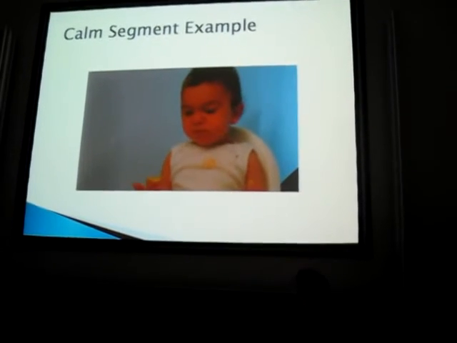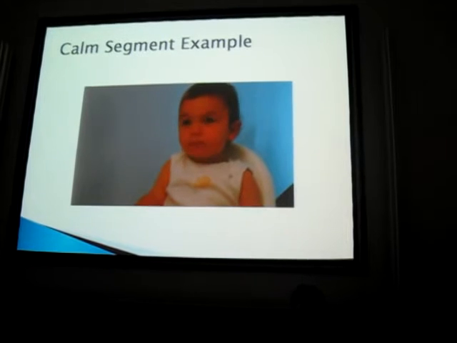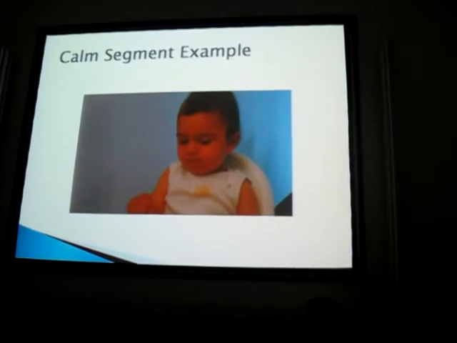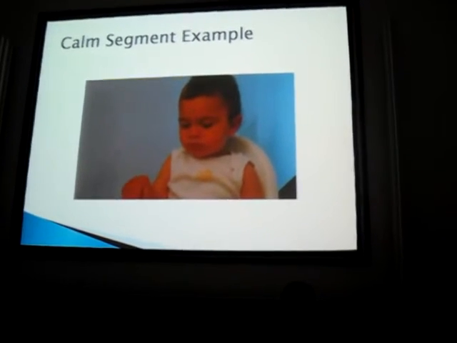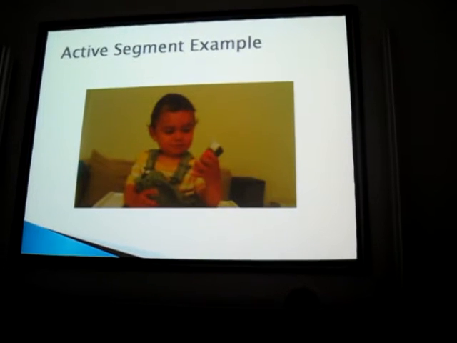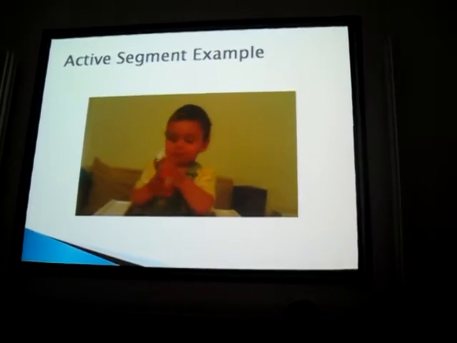So here is a calm segment of the baby, where the optical flow energy is not much. So this can be a response to a calm expression, let's say. And here is a more active example, which you can activate by, for instance, an angry face or a surprised face.